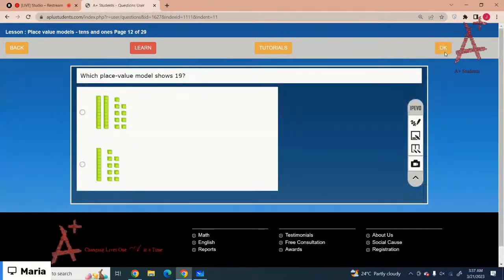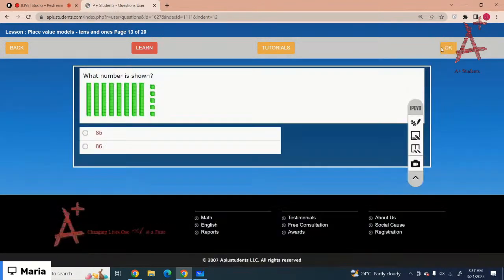Which place value model shows 19? Option 1 or option 2? Which one makes 19? Yes, the second option is the correct option. It makes 19. What number is shown? 85, 86. Yes, very good. It is 85.